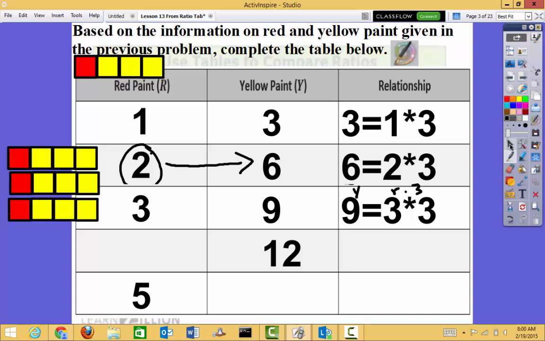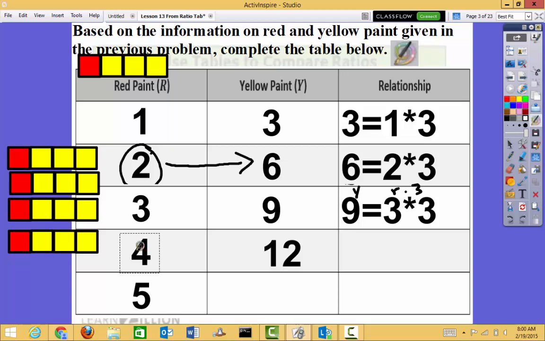So what's my next one? Well, here I see I now have 12 yellows. But they're not giving me the relationship this time. So let's fill out how much red do I have? I have 1, 2, 3, 4. So my red is going to be 4.